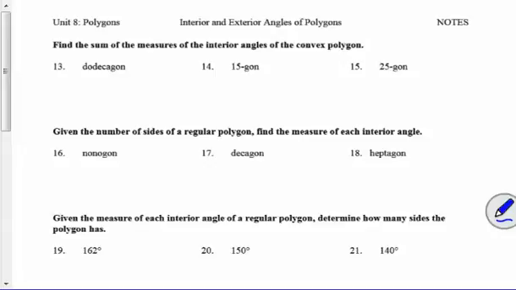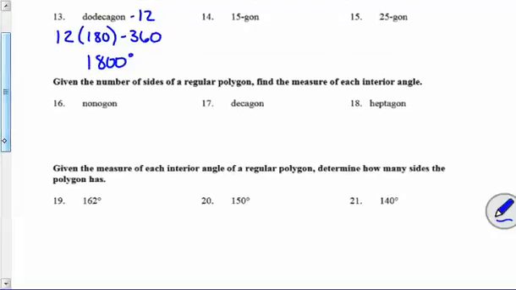If we're looking for the sum of the measures of the interior angles of a convex polygon, we're just plugging that into our formula. A dodecagon is 12, and our formula is the number of sides times 180 minus the 360 degrees for the exterior, which gives us 1,800 degrees. So we're just plugging in the value into our formula. Now they want the measure of each interior, so not just the sum, but then to also divide.